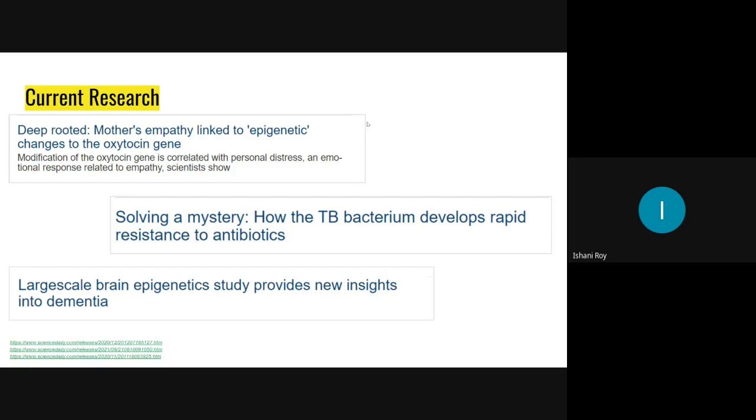Before I move on to the next slide, I want to ask you guys if you know anything about these topics. Have you heard of these terms: oxytocin, tuberculosis bacterium, or dementia? Do you guys have an idea about this? Okay, so we'll talk about these one by one. Right, so let's start with epigenetic links to oxytocin.